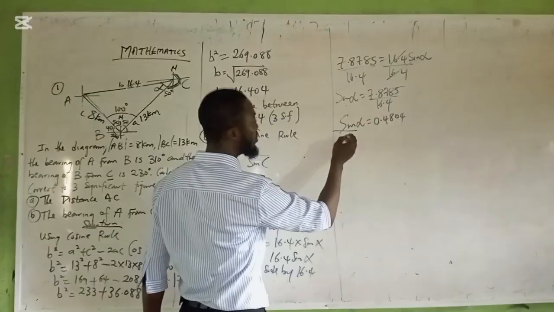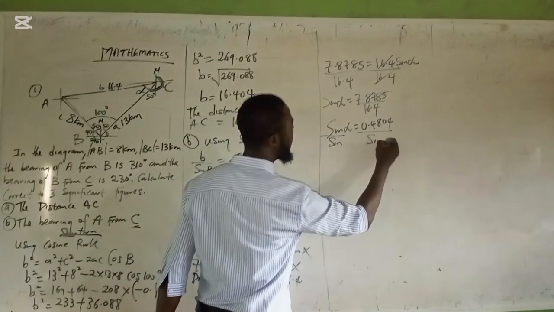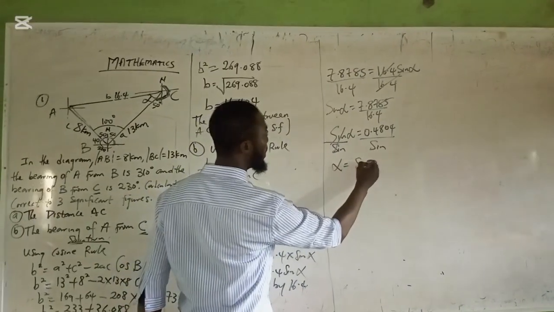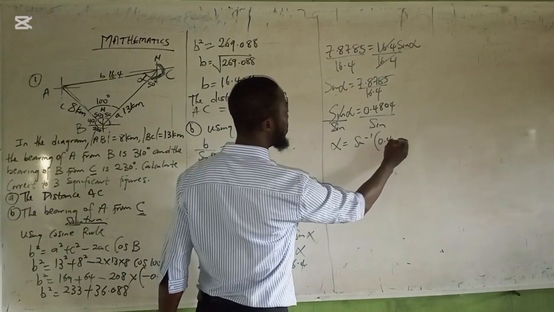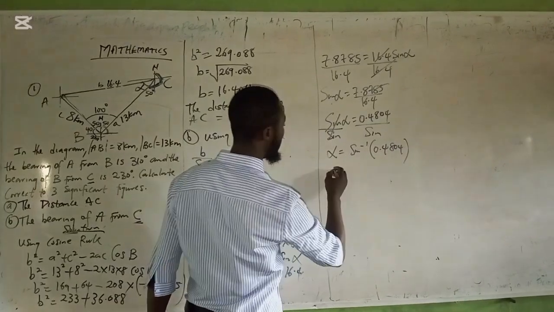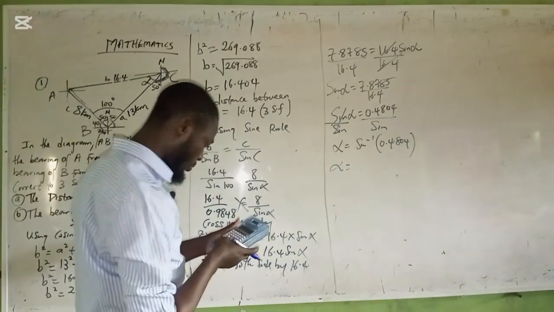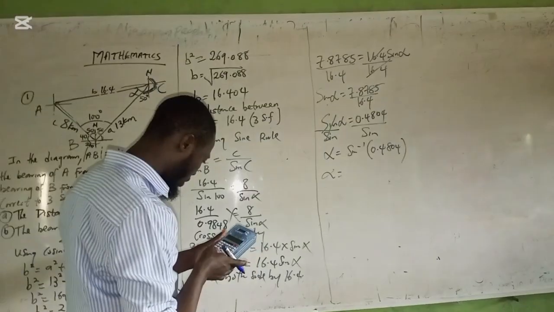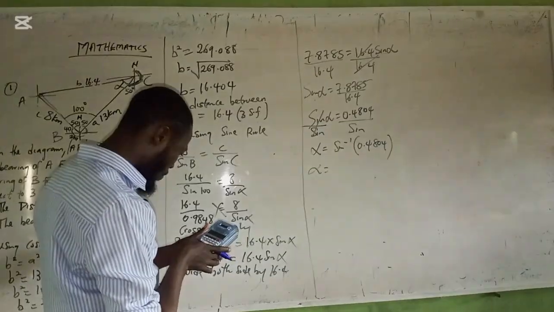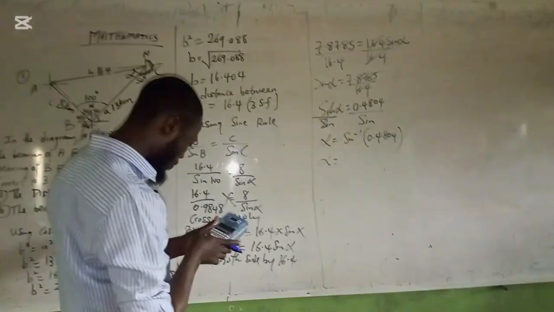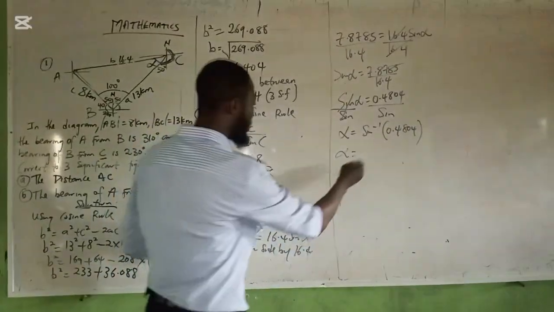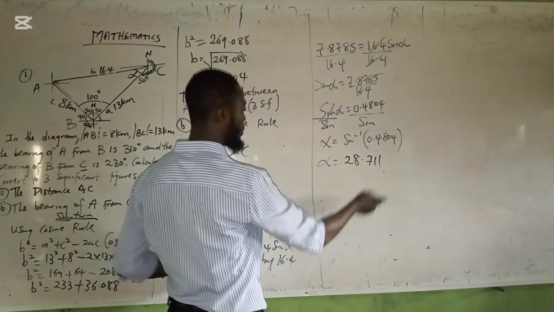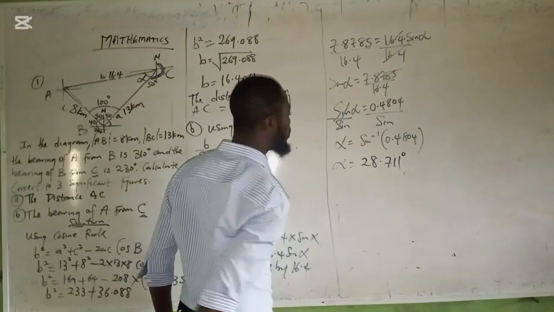So now we take the inverse sine. I'm going to have alpha equals sine inverse of 0.4804. You press shift sine of 0.4804, and that gives us 28.711. So that is the answer, in degrees, so I have to put the degree sign there.